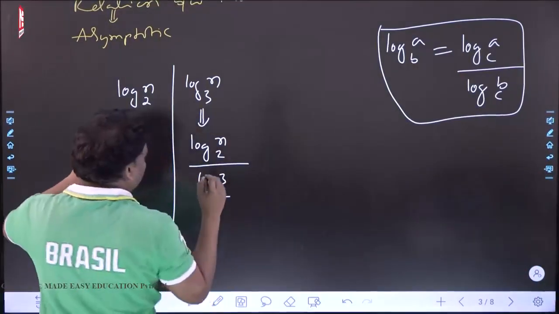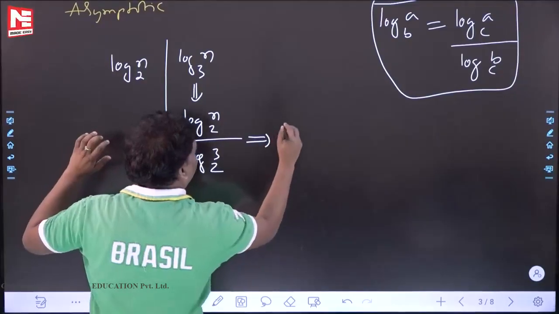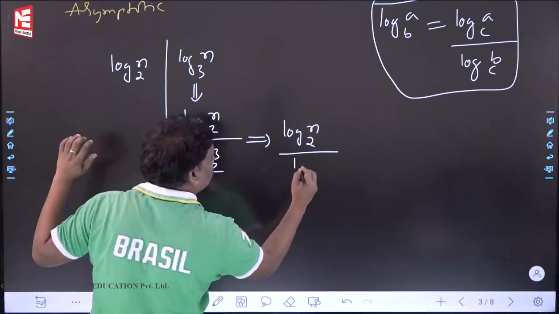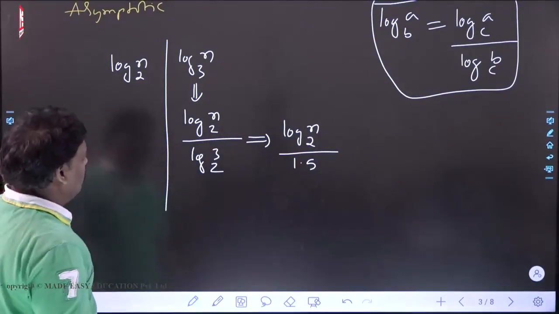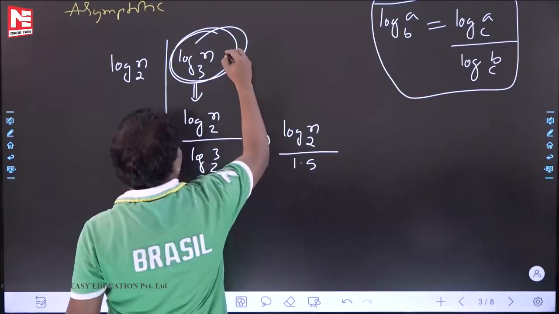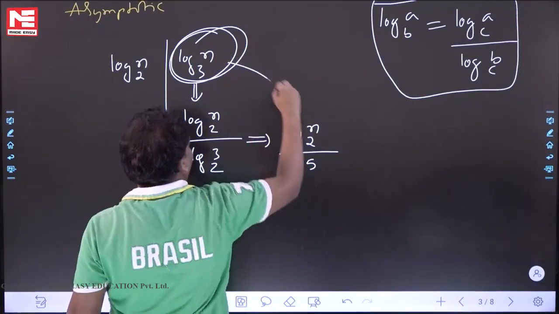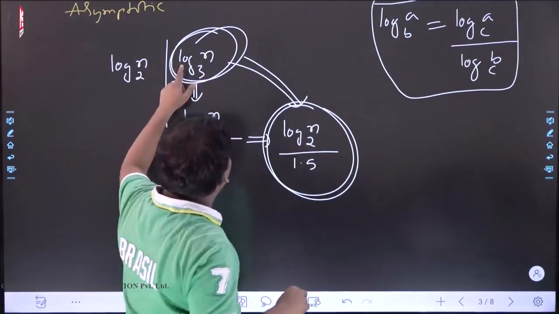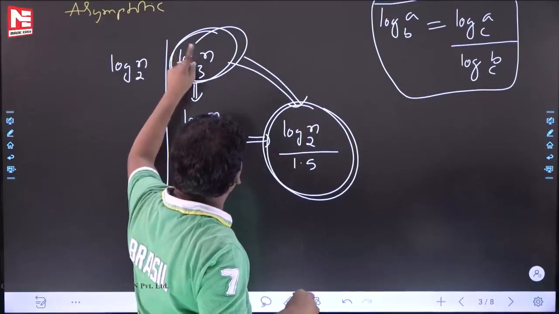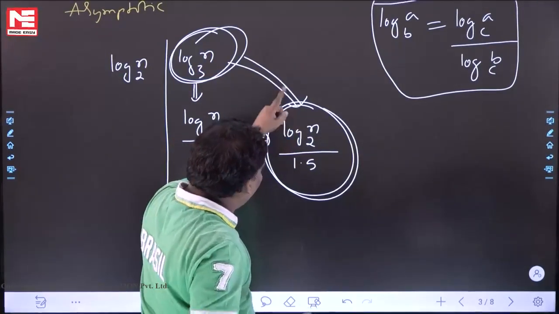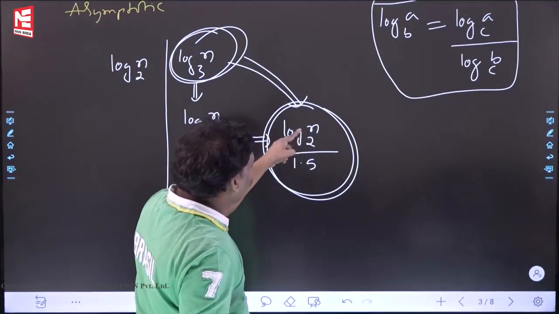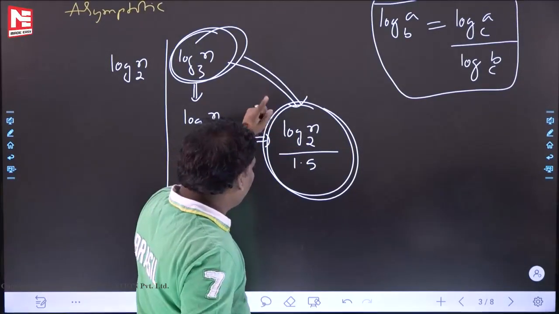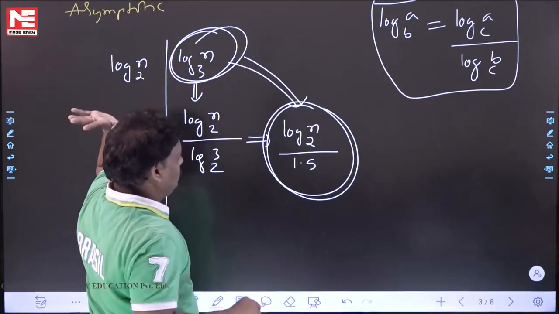This can be written as log n base 2 divided by log 3 base 2, which is going to be 1.5. Log 3 base 2 is going to be 1.5. So this is equal to log n base 3. From now onwards, if anyone asks what is log n base 3, it is nothing but log n base 2 divided by 1.5. If I divide log n base 2 by 1.5, I will get log n base 3.